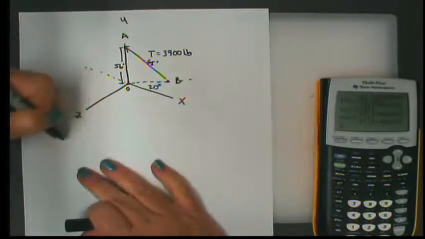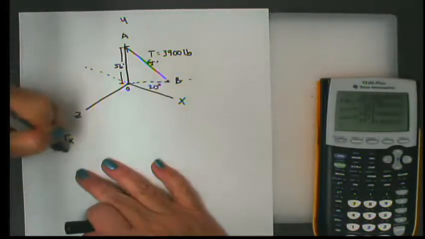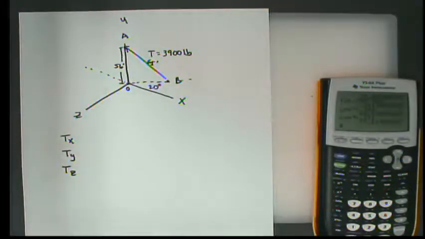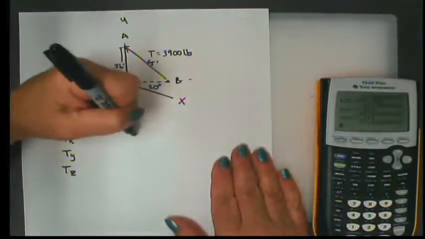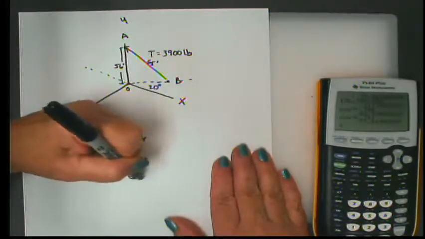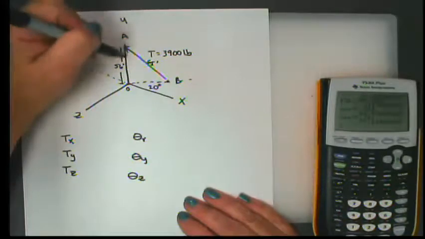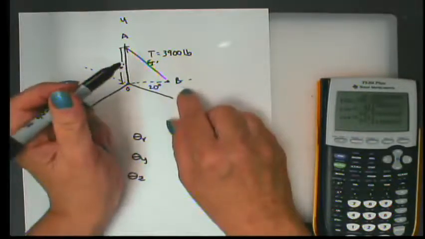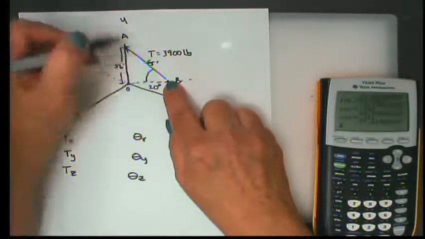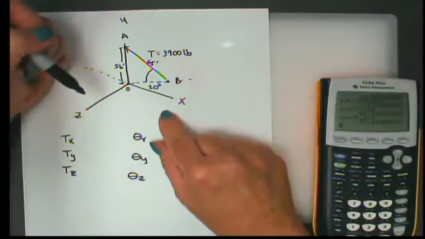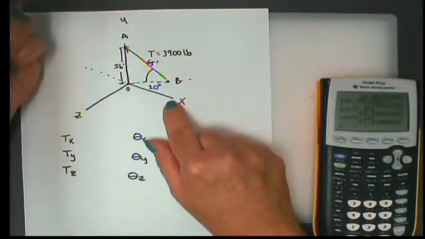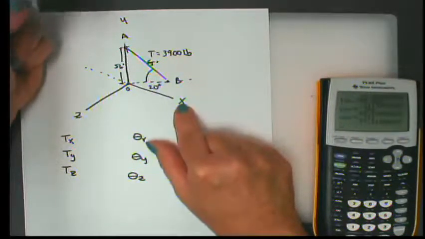So we want the tension in the X direction, the tension in the Y direction, and the tension in the Z direction. And we further want the angles theta X, theta Y, and theta Z. What we're talking about here is if we take this cable and project it down into the XZ plane, this projection forms an angle of 20 degrees with the x-axis.